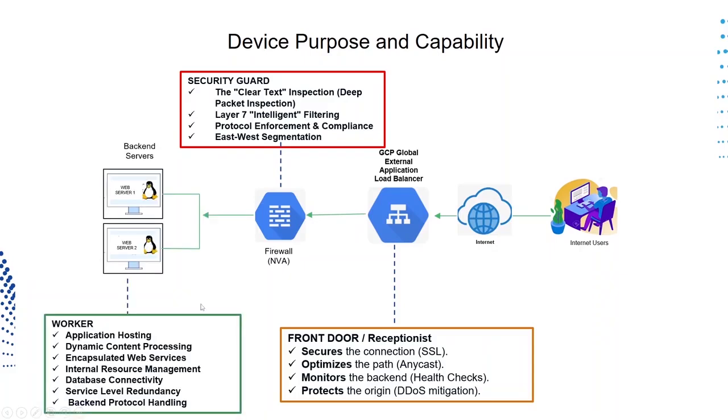Let's talk about the VM servers. This is the core value of our backend fleet. These Linux VMs are dedicated to application hosting and dynamic content processing, acting as the engine that actually runs our code, and act as web servers. Because they are encapsulated within a private subnet, they can safely manage internal resources and database connectivity without being exposed to the public web. By distributing these tasks across a redundant pair, we achieve service-level redundancy, ensuring that the backend protocols are always active and ready to deliver a seamless experience to our end users. We can say that these VMs are our workers, in layman's terms.